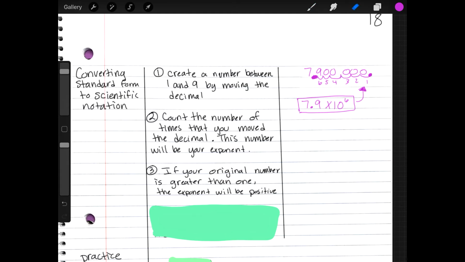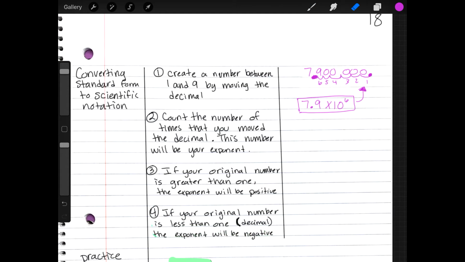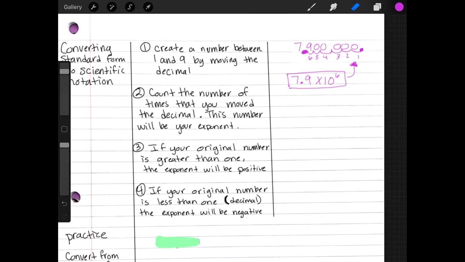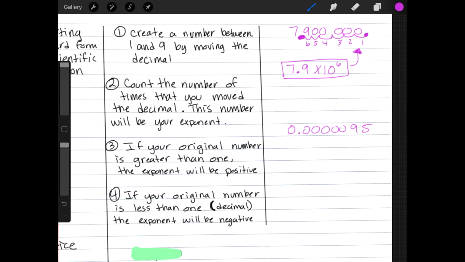Let's see if our number was less than 1, so if it was a decimal, then the exponent would be negative. Let's look at an example of that. Let's say we have 0.00000095. We're going to move this decimal so that we can make that first number be between 1 and 9. So I'm going to move it right here in between 9 and 5.